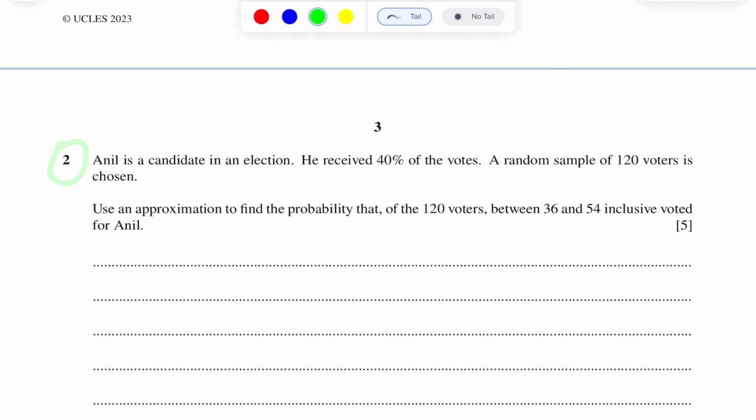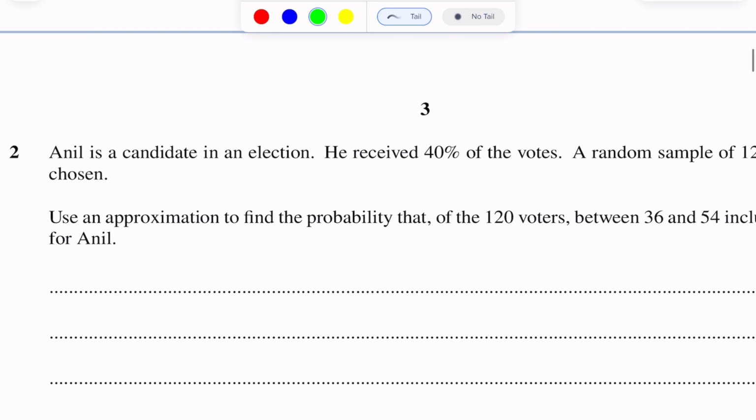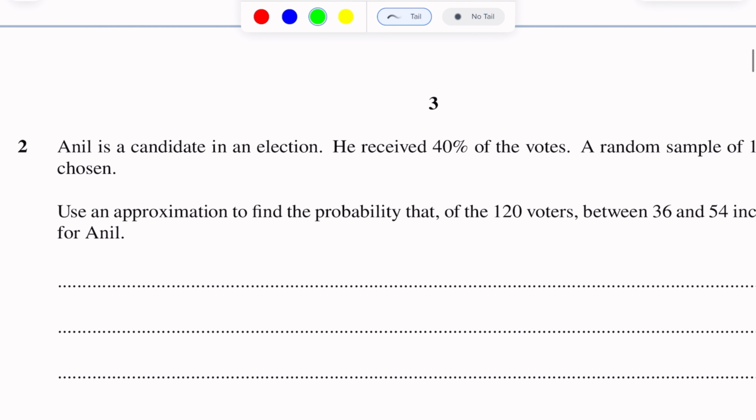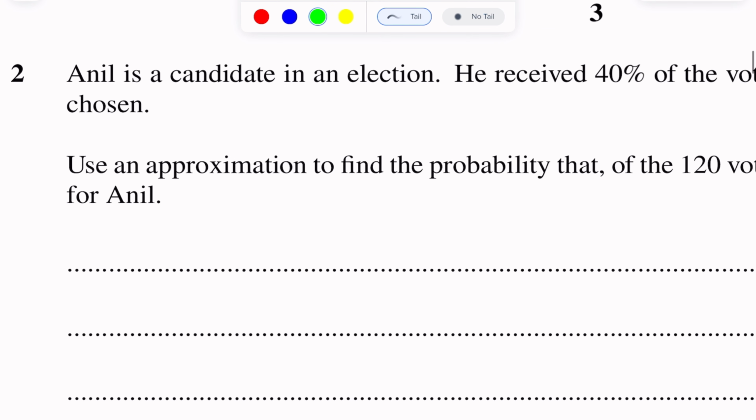Second question. This question is of normal approximation to the binomial distribution. Here the continuity correction will be used.